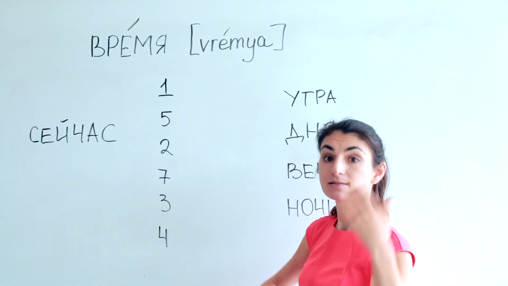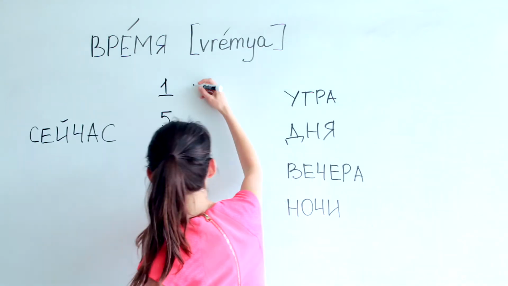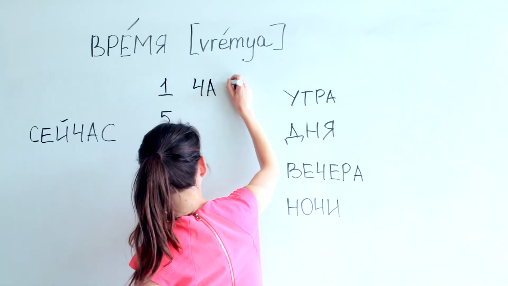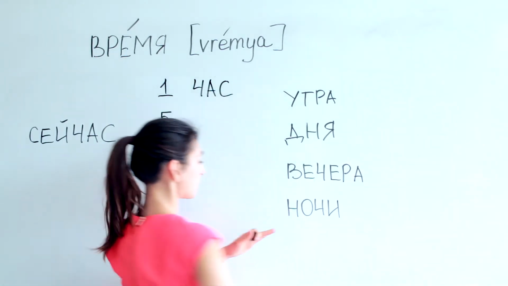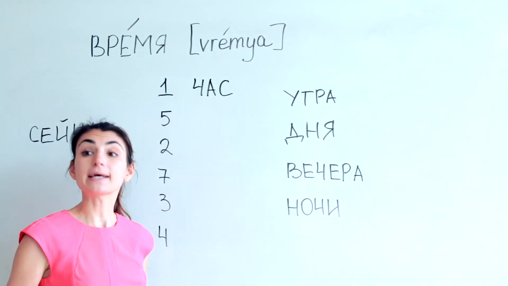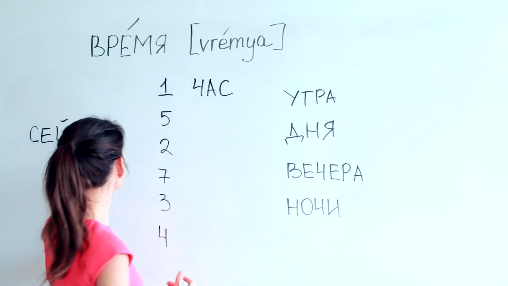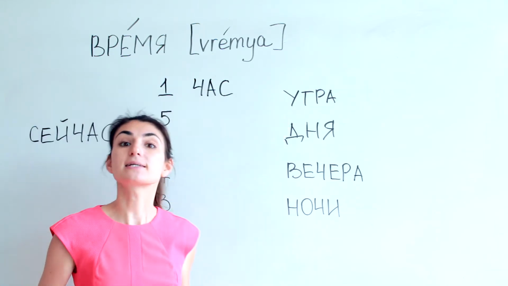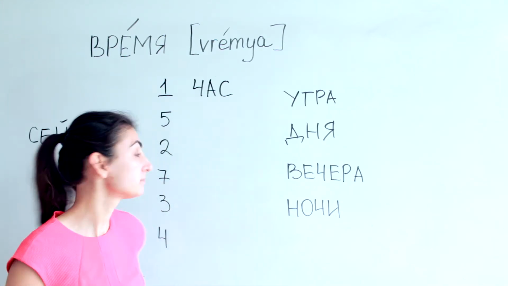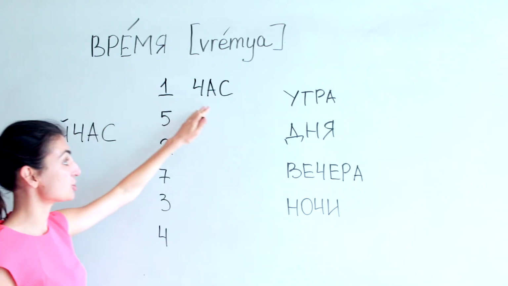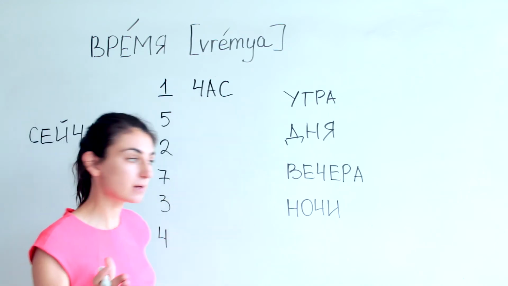Сейчас 1 час. Okay? Сейчас 1 час. Let's say at night. Ночи. Or in the morning. So it's 1 a.m. Утра. Сейчас 1 час утра. It's 1 a.m. What do you want to say? It is 1 p.m. Сейчас 1 час дня. So it's 13, right? It's 1 p.m.